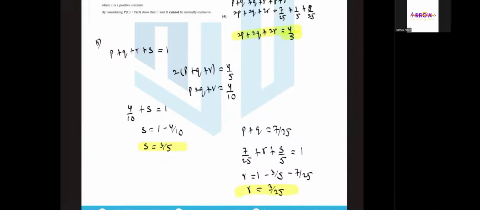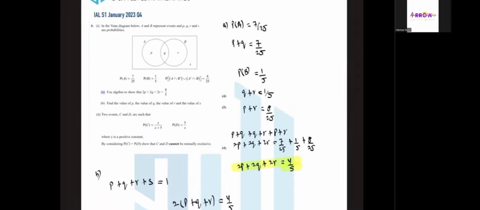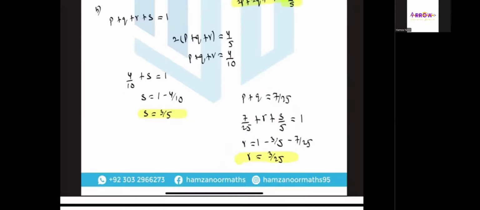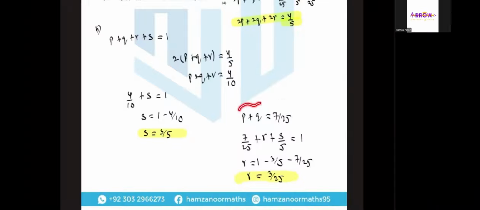All right. Then we know that P plus Q is equal to 7 over 25. So using this equation, P plus Q plus R plus S is equal to 1, in place of P plus Q we can write 7 over 25, so 7 over 25 plus R plus, in place of S, 3 over 5. So we can easily find the value of R. R is equal to 1 minus 3 over 5 minus 7 over 25. Wonderful. R is equal to 3 over 25.